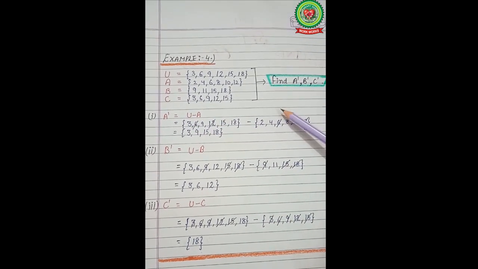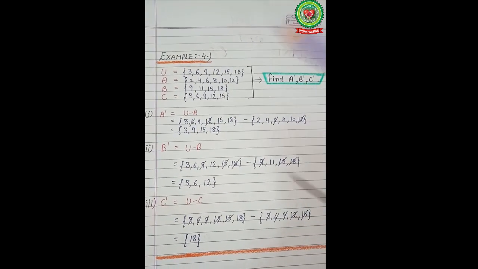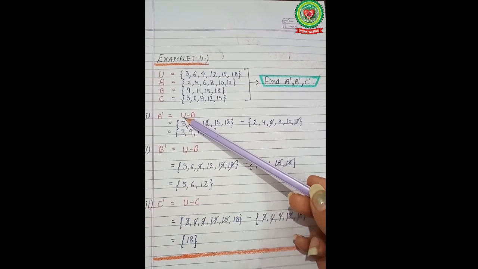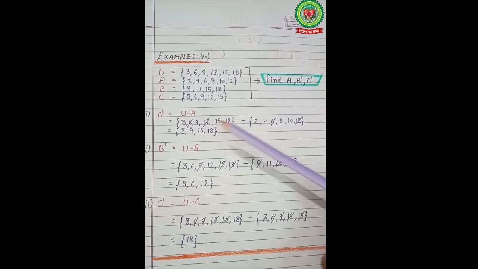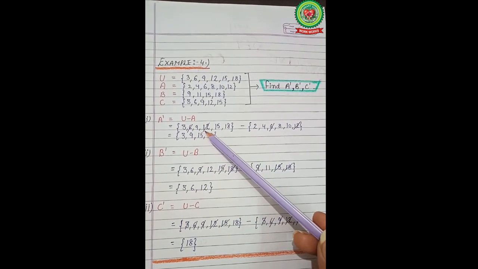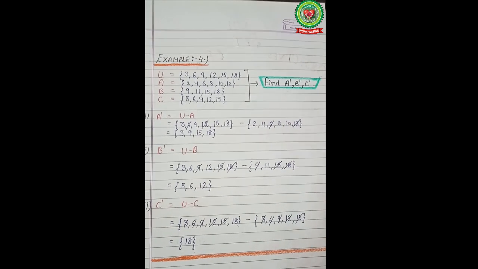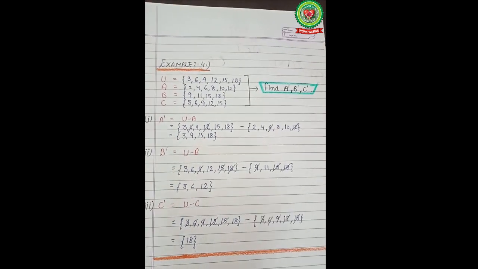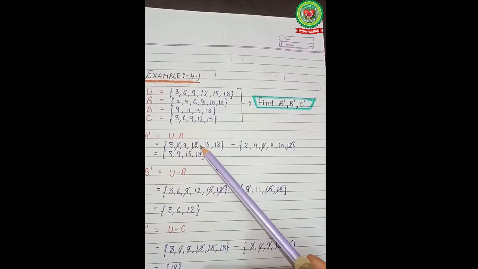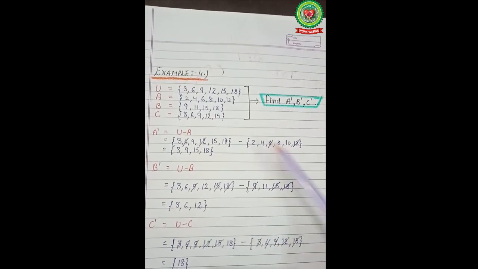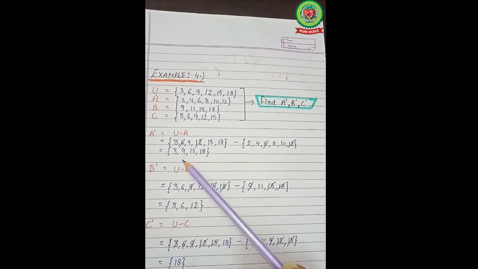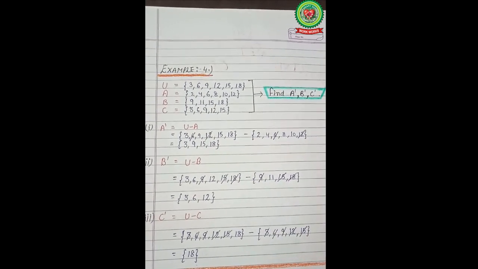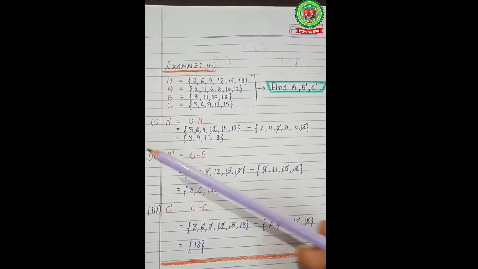Move on to the first step. First step is we need to find the complement of set A. Now how to find the complement of set A? You have already learned that we have to write U minus A, that means universal set minus A set. So you will write all the elements of the universal set minus A set, and whichever same elements are there in both sets, you will cut them off. So you can see here 6 and 12 are common in both these sets. So you are left with 3, 9, 15, 18. So this is your complement of set A. Clear?